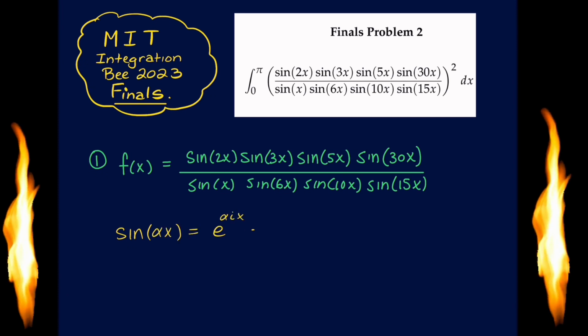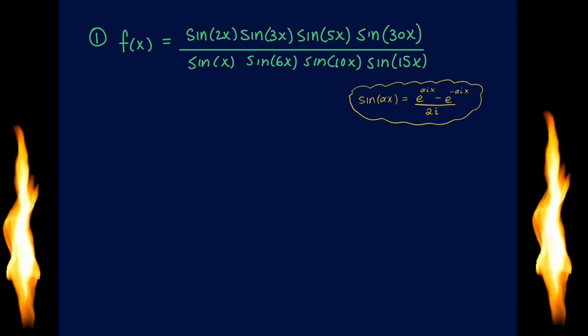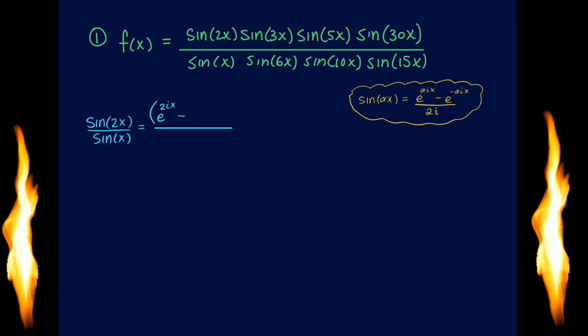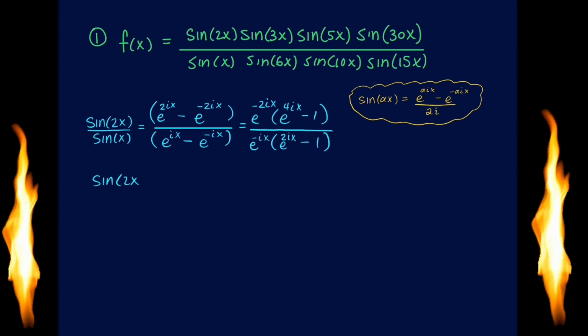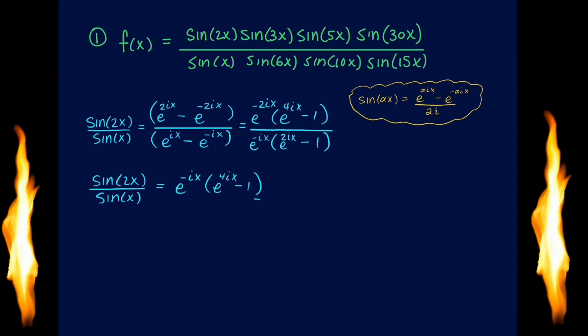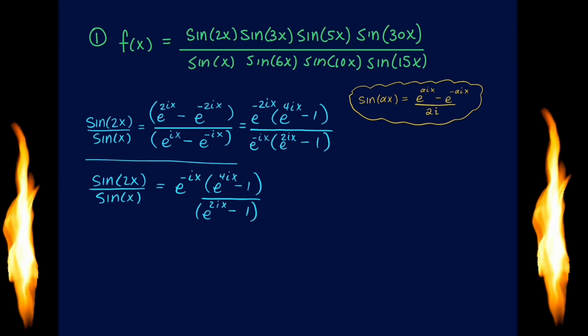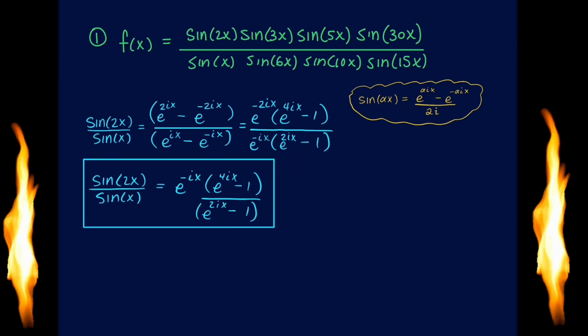We're going to use an identity here to simplify this thing. So we're going to use the fact that the sine of alpha x is equal to e to the alpha ix minus e to the negative alpha ix all over 2i, the exponential form of sine. And so we can go through here and write out the sine of 2x over sine of x in terms of this exponential notation. And when we do this, we can also factor some things out and simplify things even further. So the sine of 2x over sine of x is equal to e to the negative ix multiplied by e to the 4ix minus 1 over e to the 2ix minus 1.